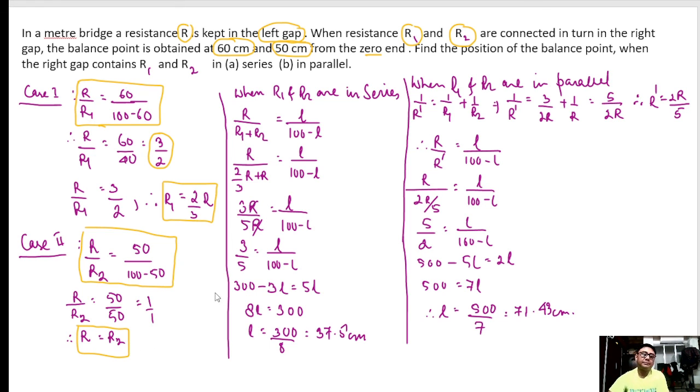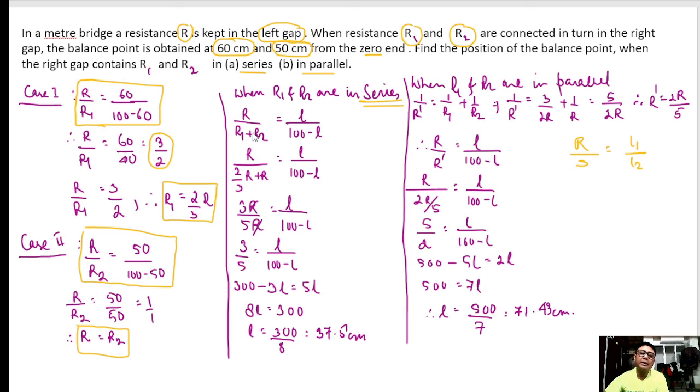Now they are telling, if I connect R1 and R2 in series and then in parallel. So see, in series, the net resistance, so it is R by the net resistance. What is the relation? As I told you, R by S will be L1 by L2. This is the relation. So let us see here.